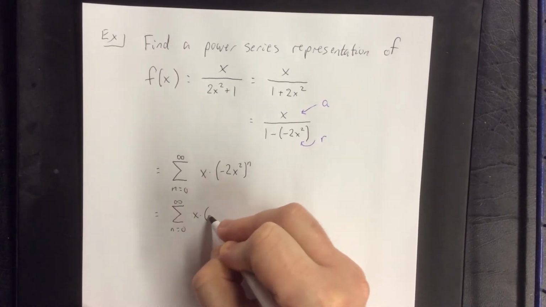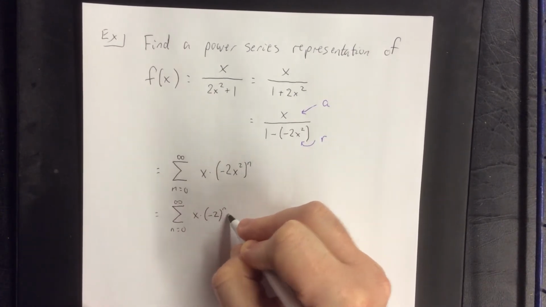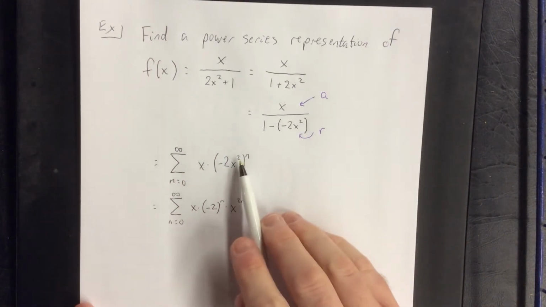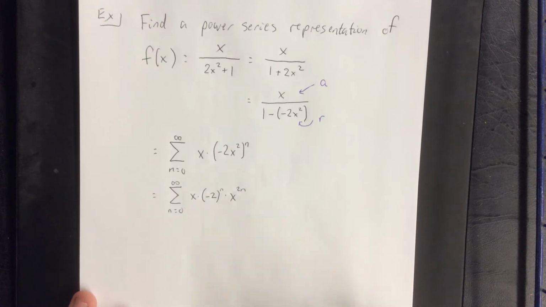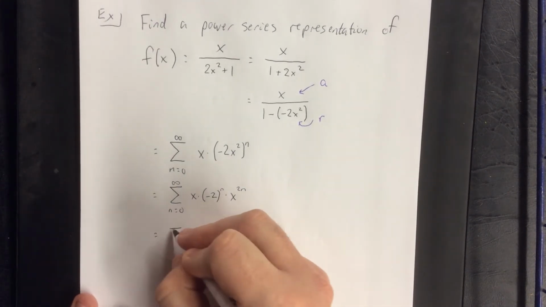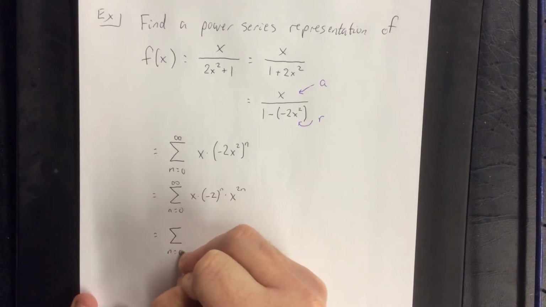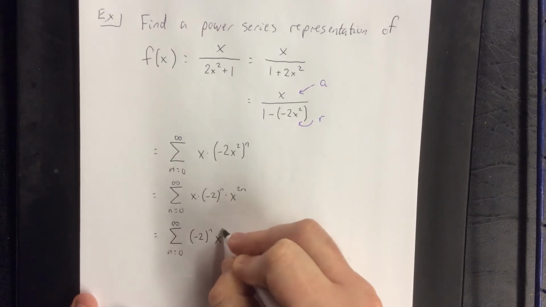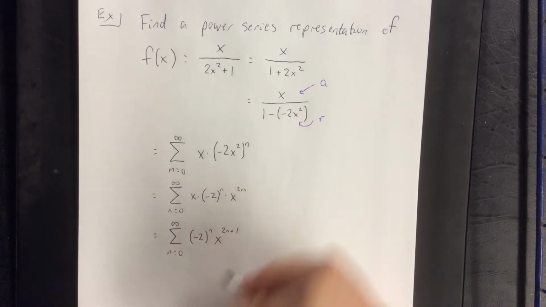Call this x times negative 2 raised to the n power times x raised to the 2n power. Multiply the exponents together when you have a power to a power. Then with x times x to the 2n power, we can combine those together to become x raised to the 2n plus 1 power.